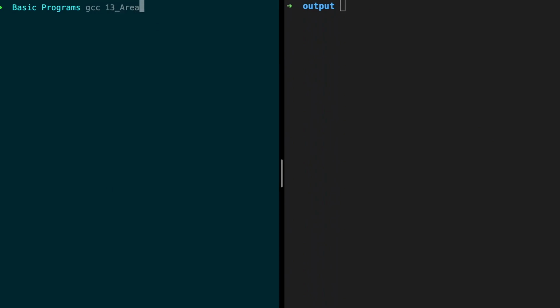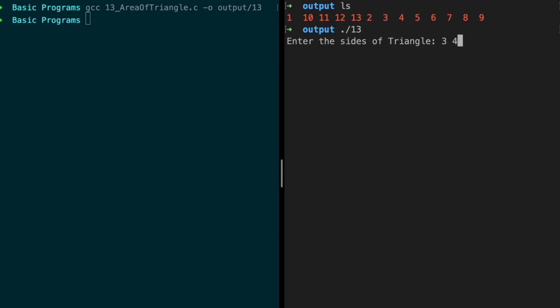gcc area.c. Okay, no errors. Let's execute this. And the sides 3, 4, 5? It is 6. Absolutely great.